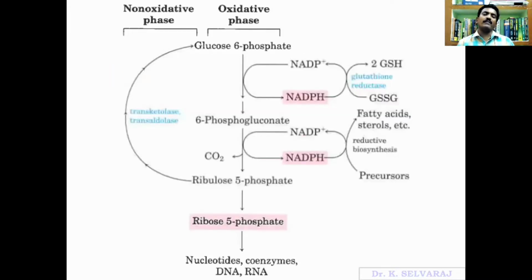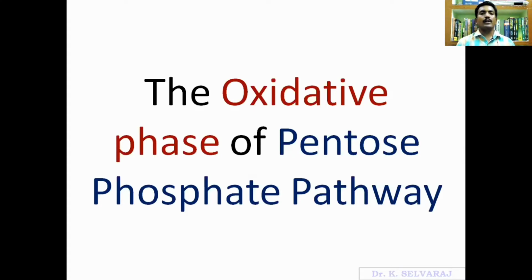The pentose phosphate pathway normally contains two phases. One is the oxidative phase, another one is the non-oxidative phase. In the oxidative phase, carbon dioxide is released from the glucose molecule and it forms ribulose 5-phosphate. In the non-oxidative phase, the ribulose 5-phosphate is converted into glucose 6-phosphate. This process is a cyclic one. Again and again the ribulose 5-phosphate is converted into glucose 6-phosphate. Let me see the oxidative phase of the pentose phosphate pathway.